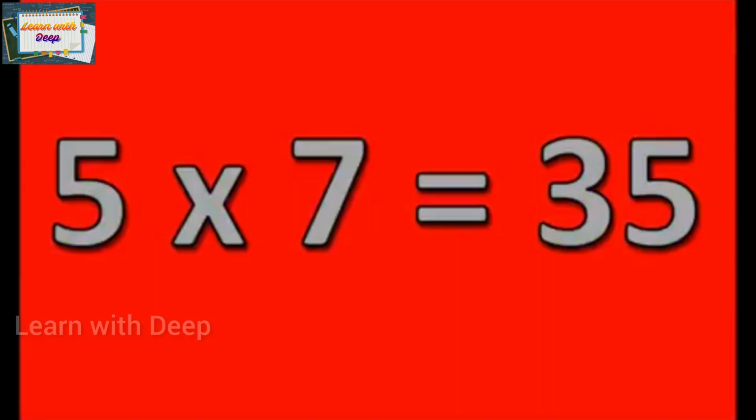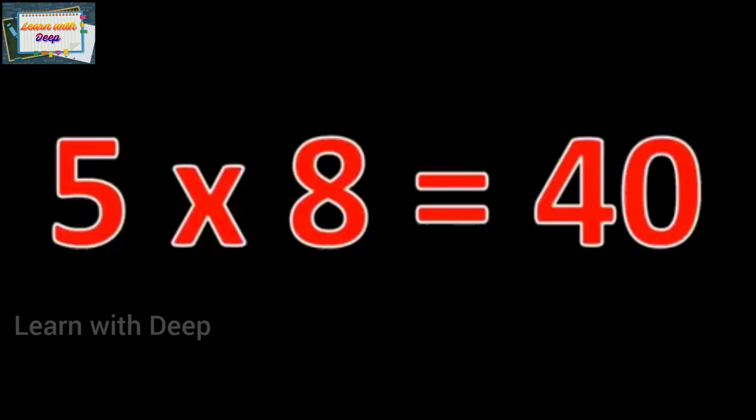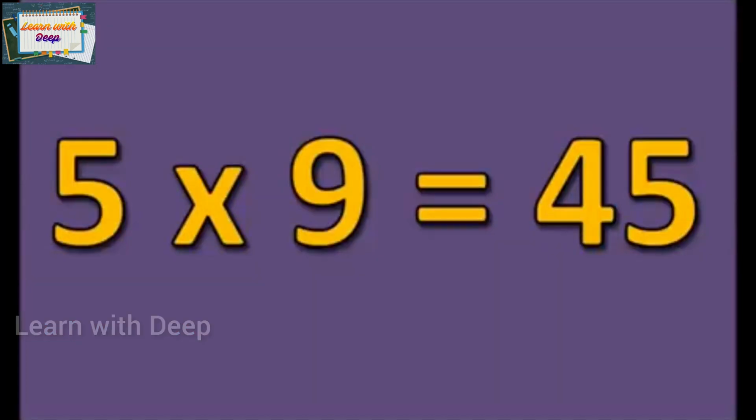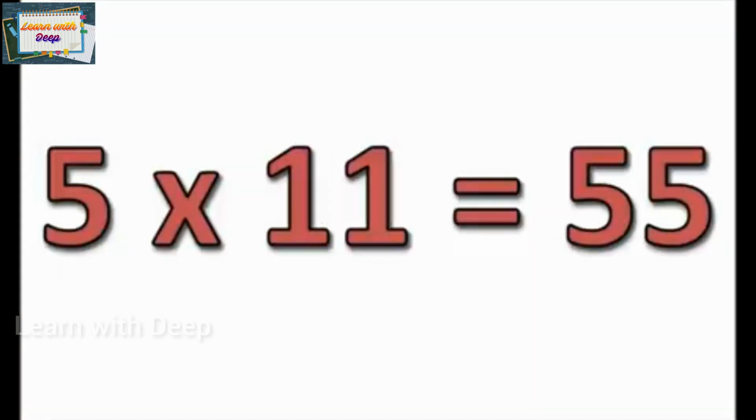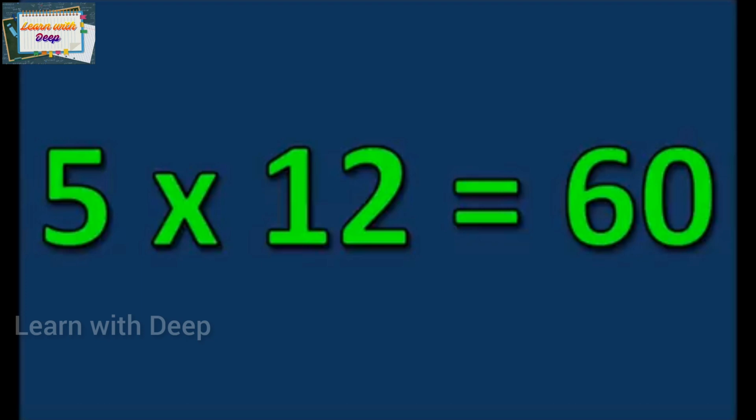5 times 7 is 35. 5 times 8 is 40. 5 times 9 is 45. 5 times 10 is 50. 5 times 11 is 55. 5 times 12 is 60. The 5 times table is so fun to do.